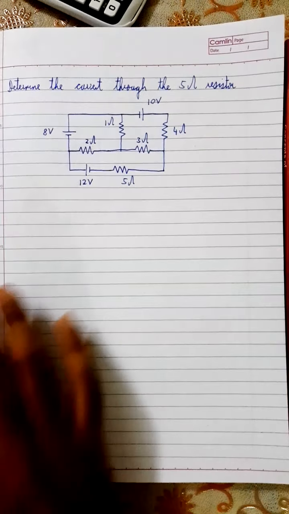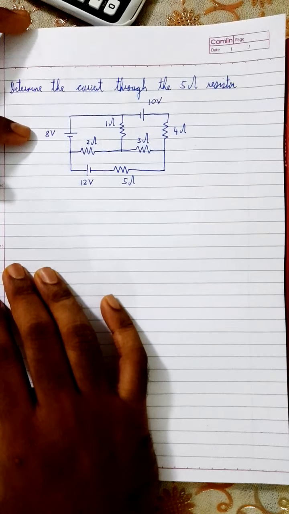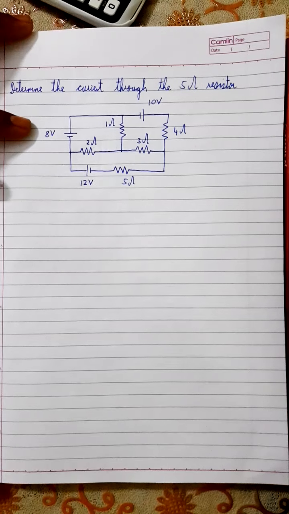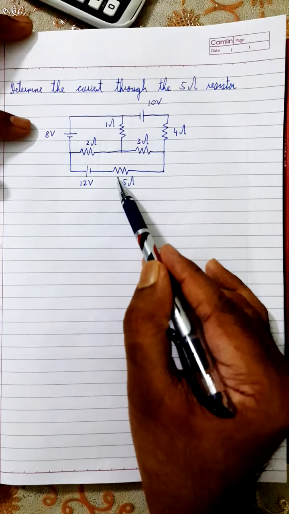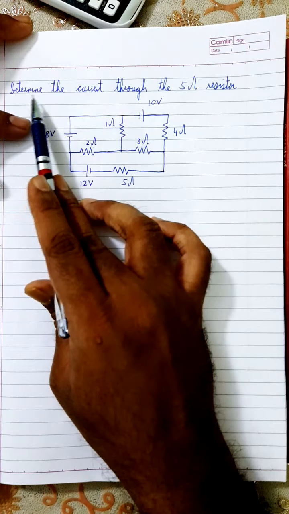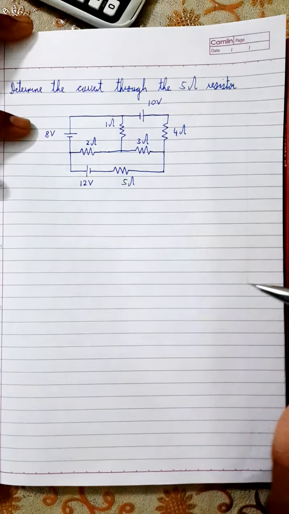Let's do the next question. Determine the current through the 5 ohm resistor. Alright, so where's the 5 ohm resistor? It's over here. This is the 5 ohm resistor. So the question is: determine the current through the 5 ohm resistor.